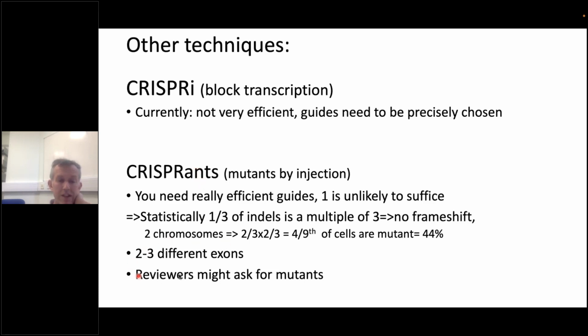You have to be aware that if you want to publish such a method, the reviewers might start asking: it's very nice that you have crispants, but show us that you can also make a mutant that shows the same effect. So you have to be a bit careful, and I would always use these two approaches in parallel.